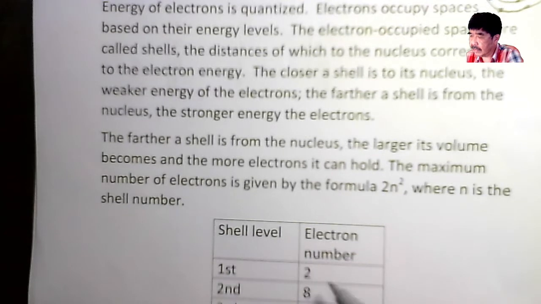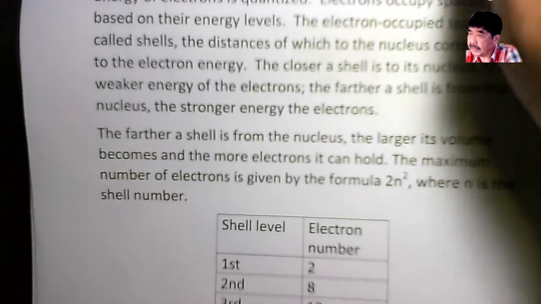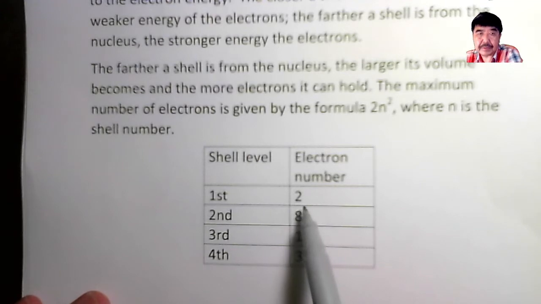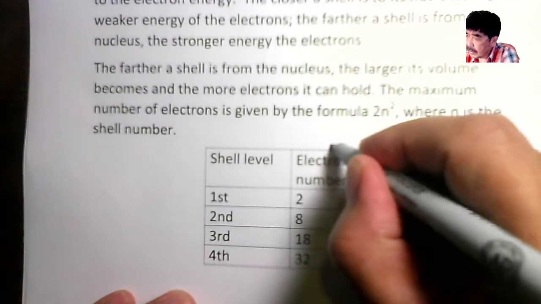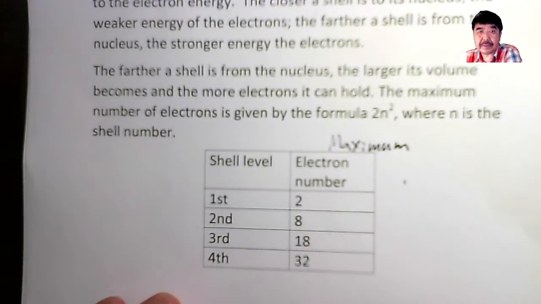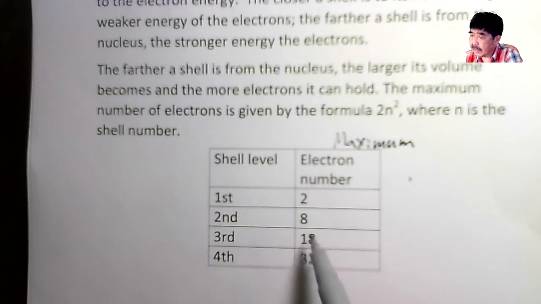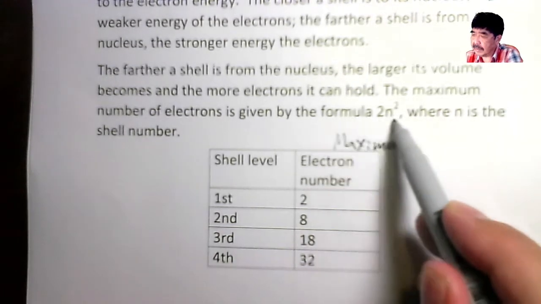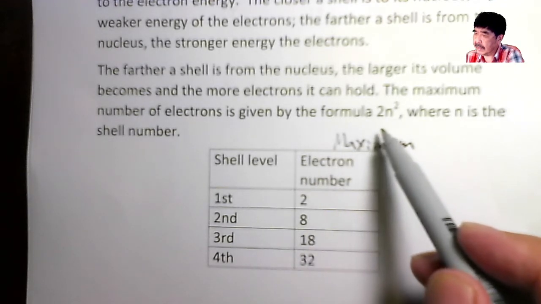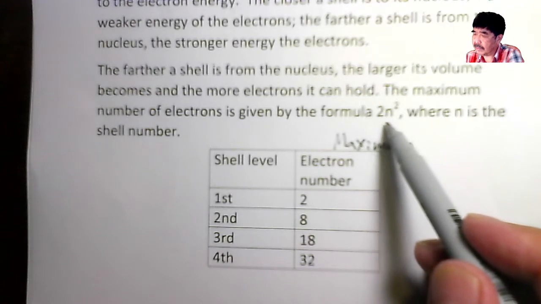You can take a look at the relationship between shell level and the maximum electron numbers here. The first shell has 2 electrons at maximum, the second one 8, the third one 18, and the fourth one 32. They follow this formula, so you can calculate the maximum number of electrons if you know the shell number.